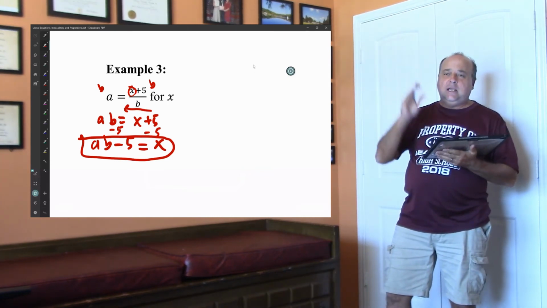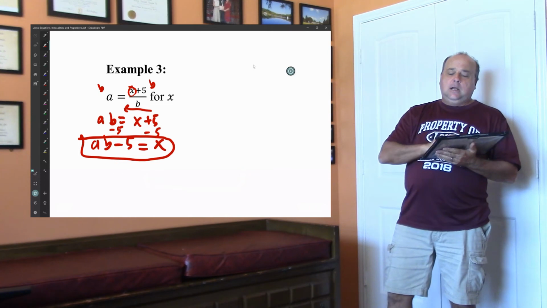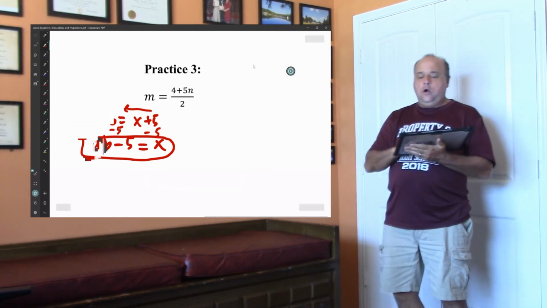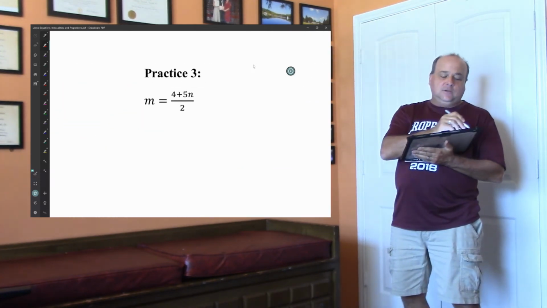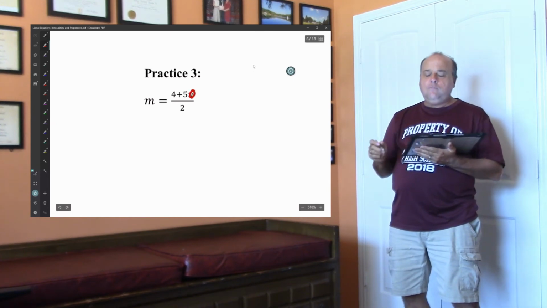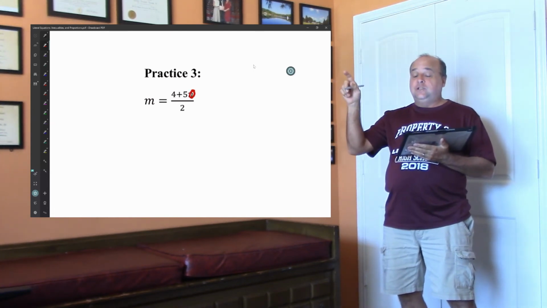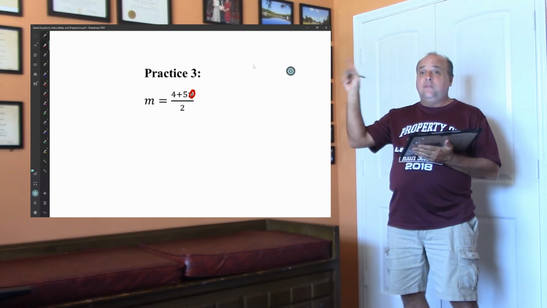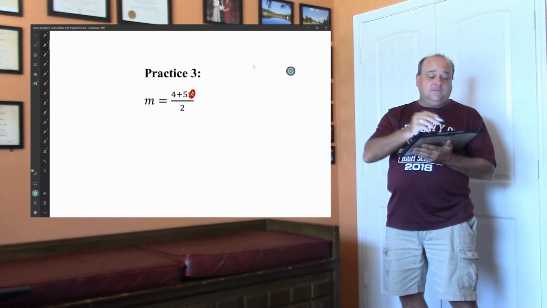This will start getting easier, I promise. Let's go to the next example. We're going to solve this for n. So circle the n. There are 3 things on this one. We've got to move the 2, the 4, and the 5. So get rid of the fraction first.